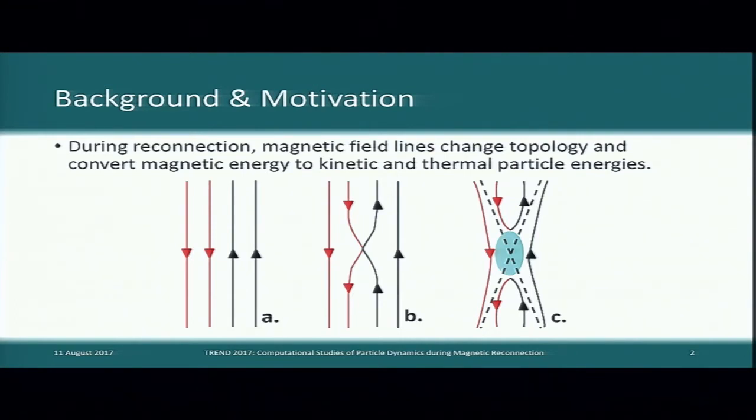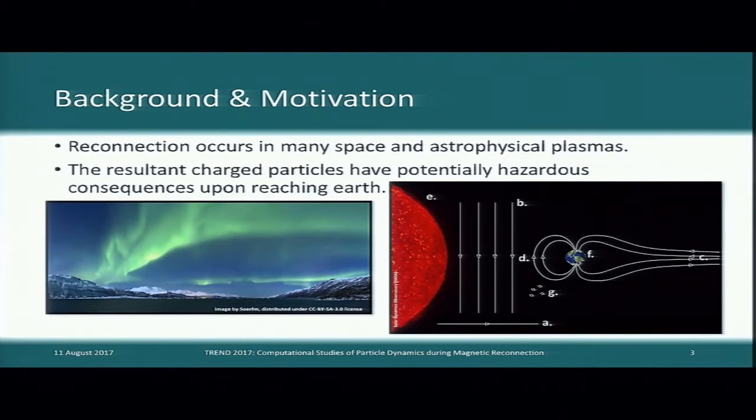This light-colored oval is what we call the reconnected region, and we have these dotted lines to show you the X line. Reconnection occurs in many space and astrophysical plasmas, and the resultant charged particles have potentially hazardous consequences upon reaching Earth, for example, interfering with telecommunications, navigation, power grids, etc. So scientists are really interested in studying reconnection to hopefully mitigate those issues.